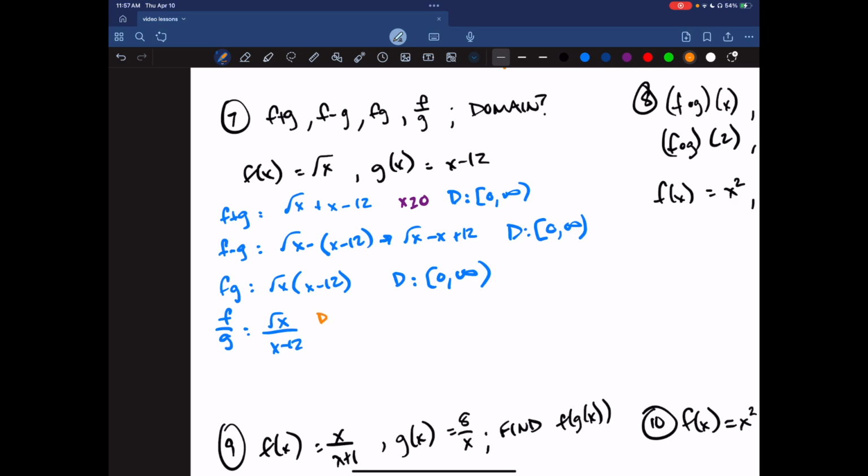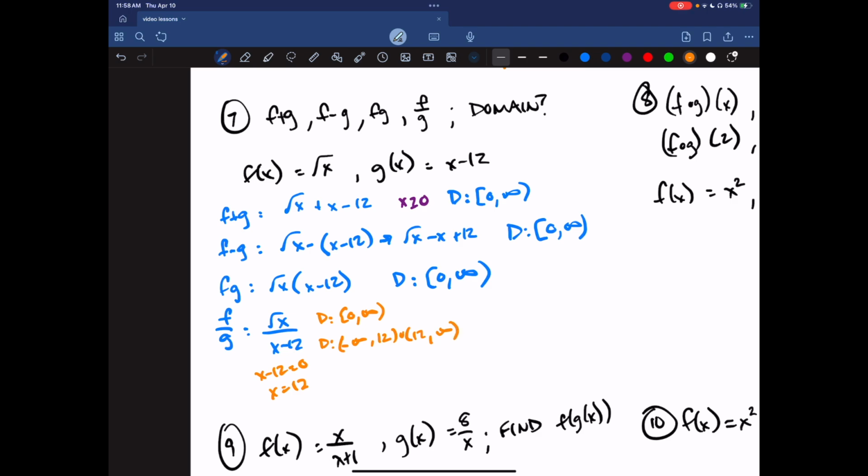So I'm going to have a domain issue on top: it can't be less than 0. And then on the bottom, it can't be positive 12. So if I say x minus 12 equals 0, you get x equals 12. So that's going to break my graph here. So my domain on the bottom is going to be negative infinity to 12, union 12 to infinity.